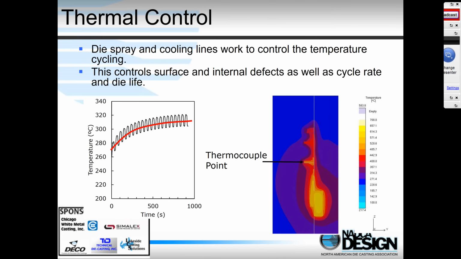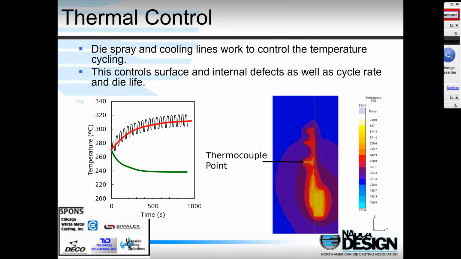But maybe the temperature is too high, and so maybe we actually want the die to be cooler. Maybe we're seeing some sticking or something like that. And so we can redesign the system so that we can cool the die more, and so we could follow the green curve shown here.